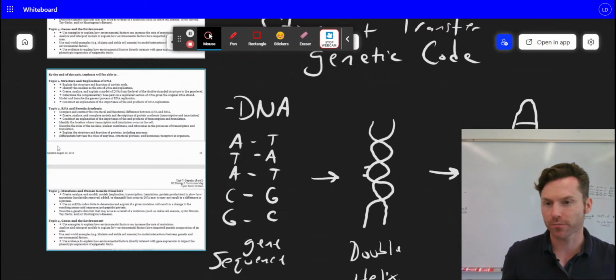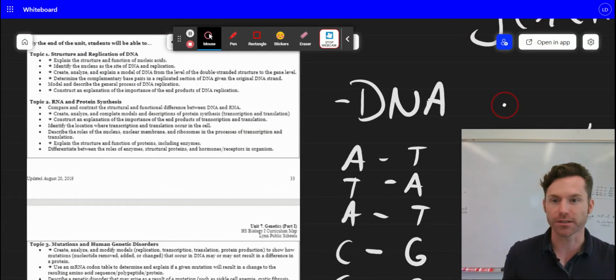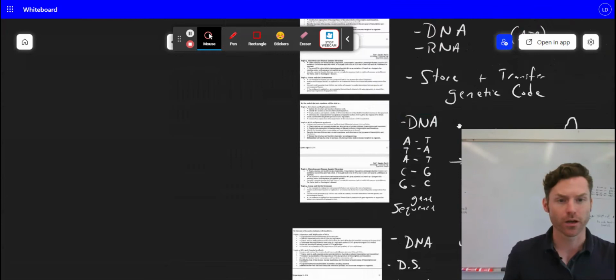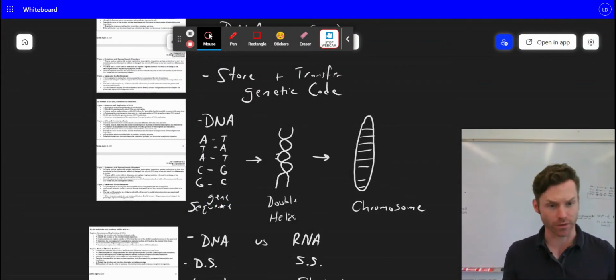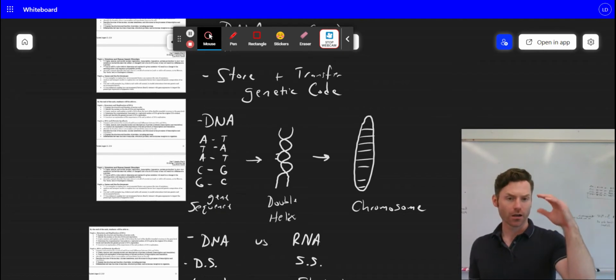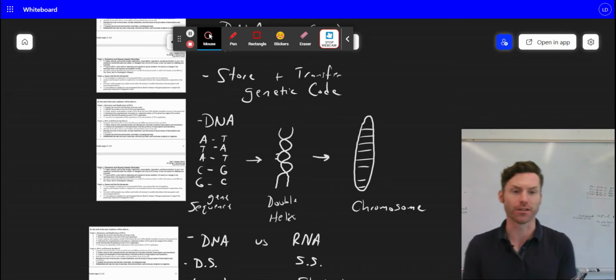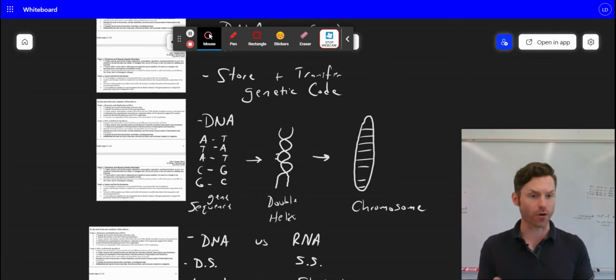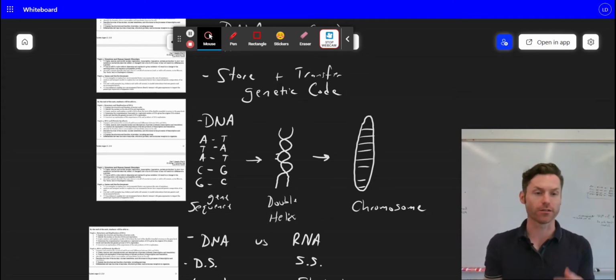Our second prompt that we're going to look at asks us to create, analyze, and explain a model of DNA from the level of double-stranded structure to the gene level. I've modified that ask a little bit. So we have a gene sequence. Right? So this is the specific order in which our nucleotides are showing up within the DNA. And so this varies for all of us individuals. Even within the same gene, you're going to have changes in these individual sequences.